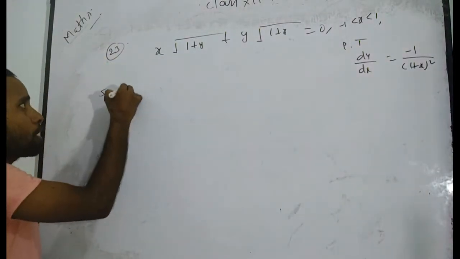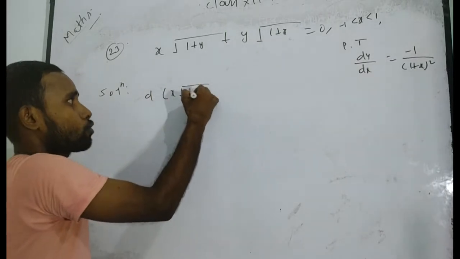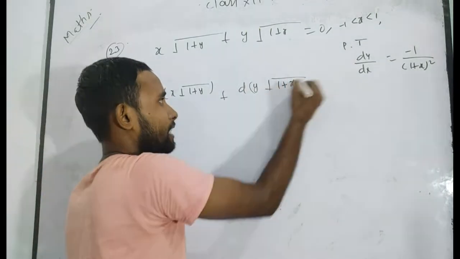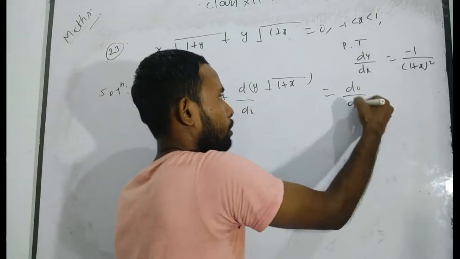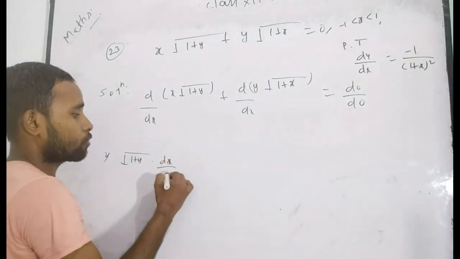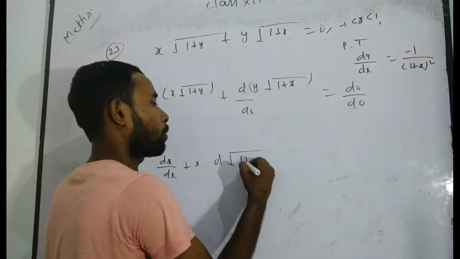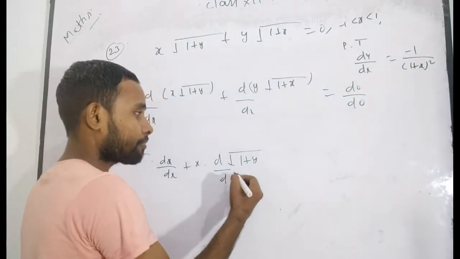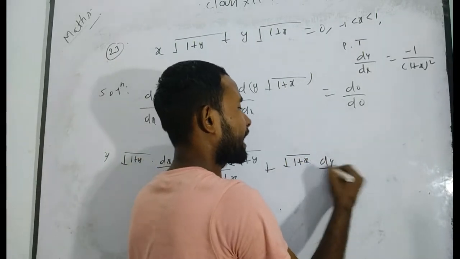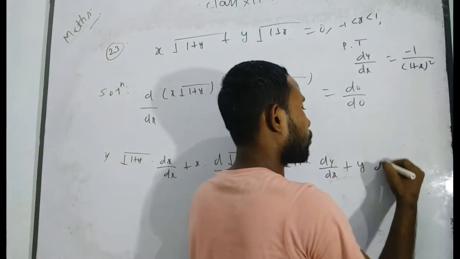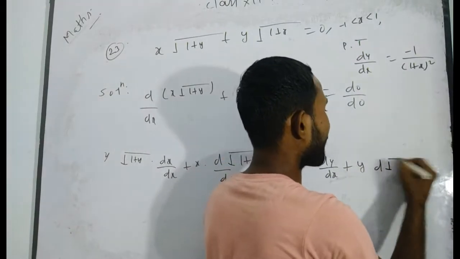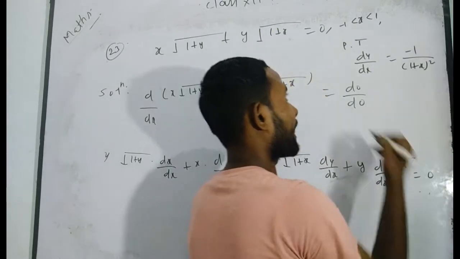Right, after differentiating on both sides, you will write the derivative of x times root under 1 plus y with respect to x, plus the derivative of y times root under 1 plus x with respect to x, is equal to the derivative of 0, which is 0. In that case, you can take root under 1 plus y out of the derivative term and differentiate x with respect to x. Again, take x out of it and differentiate root under 1 plus y with respect to x. Again, you have to do the same here: take root under 1 plus x out of it and differentiate y with respect to x. Again, take y out of the derivative term and differentiate root under 1 plus x with respect to x. Have you understood? And the derivative of 0 will be 0.